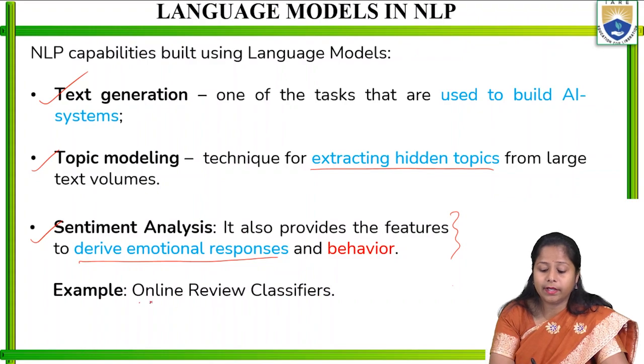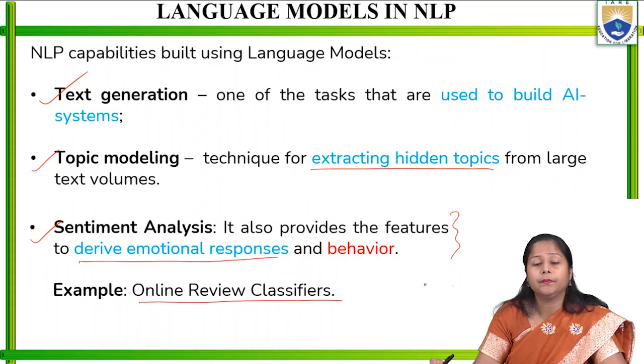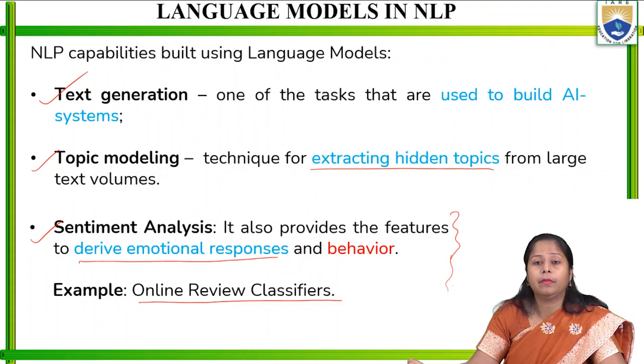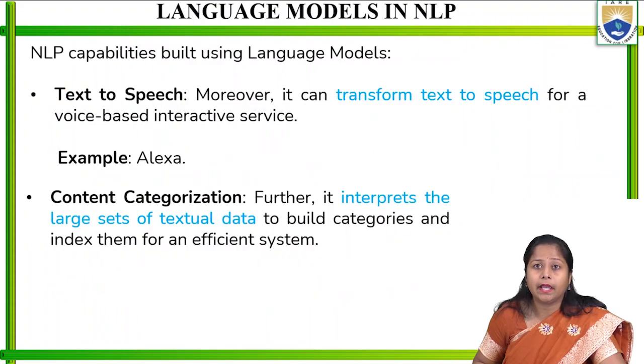Suppose the example is an online review classifier. Suppose you buy something on Flipkart, and your order has been completed, then you will get a link, and you have to provide some reviews. How was the product, what was the quality, these are all called a review of the product. These will be classified using sentiment analysis. Whatever you give, excellent, good, bad, likewise those will be classified with the behavior and emotions in the sentiment analysis. So these are the NLP capabilities.